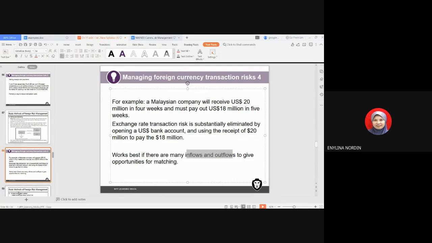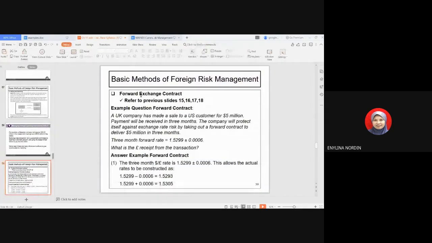So this is about forward exchange contract. So I think I stop here.